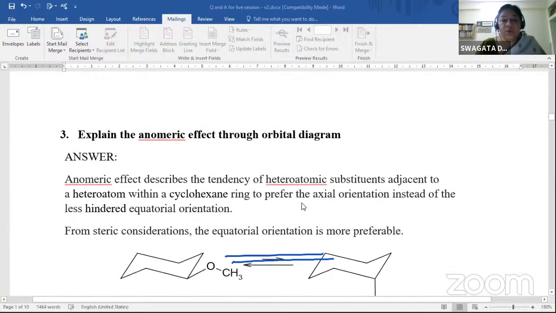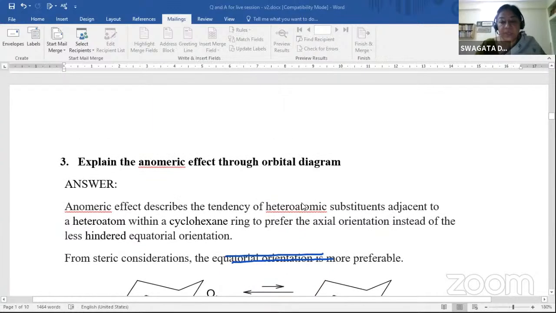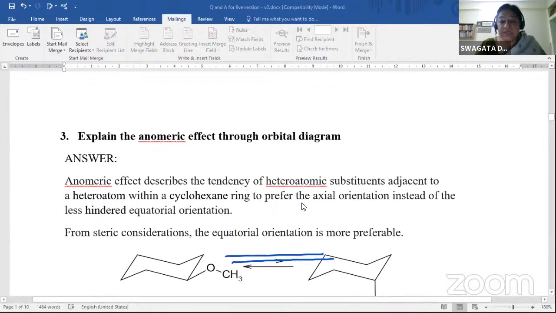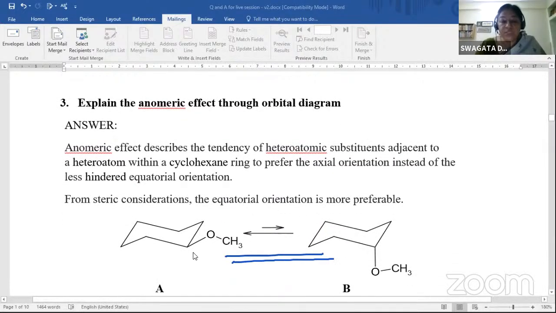Our next question was to explain the anomeric effect through an orbital diagram. Now, what is the anomeric effect? The anomeric effect describes the tendency of heteroatomic substituents that are adjacent to a heteroatom within a cyclohexane ring. So this is a cyclohexane ring, and whether our connection would prefer what is called an axial orientation. So this is an axial bond, and this is an equatorial bond, and this is an axial bond.